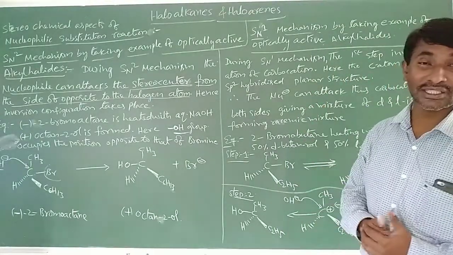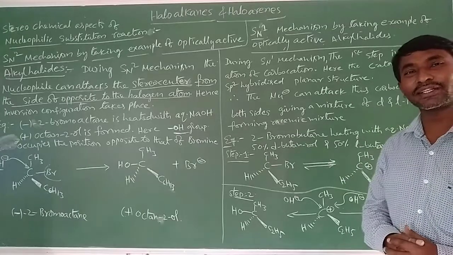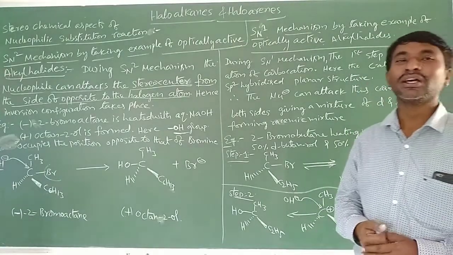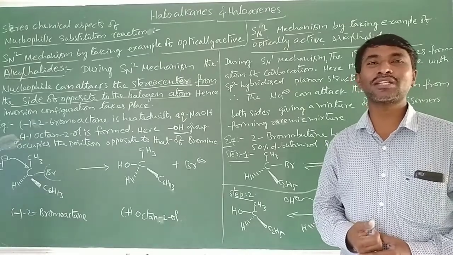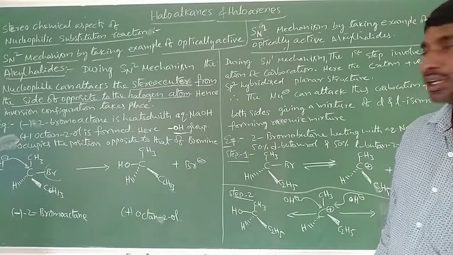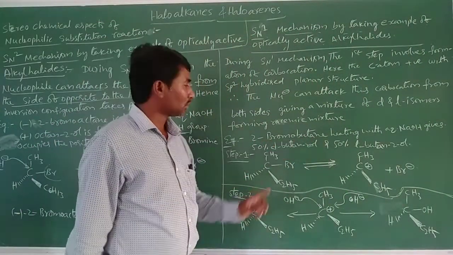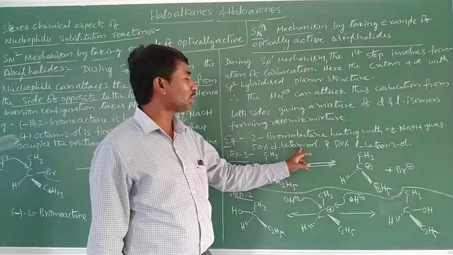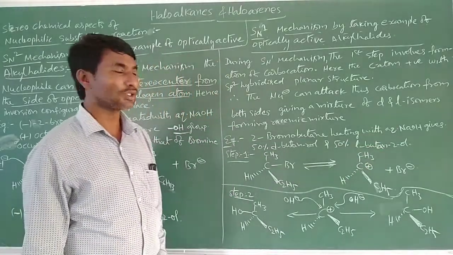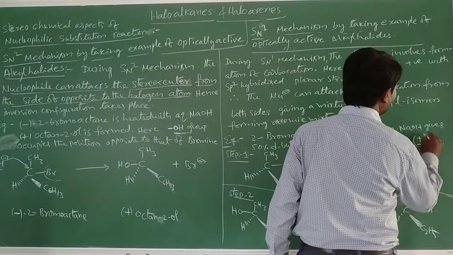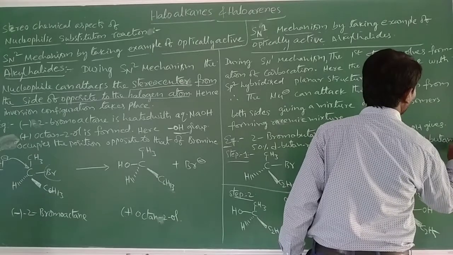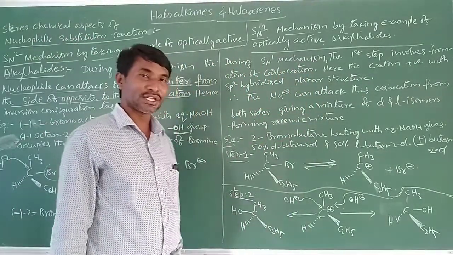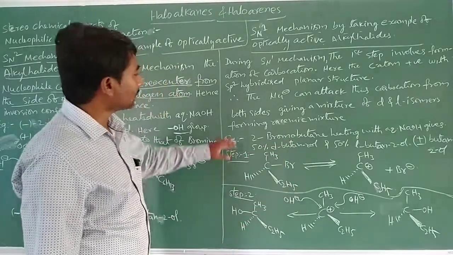So racemization takes place, which means 50% D product and 50% L product, so a racemic mixture is formed: plus or minus, the D and L isomers. For example, 2-bromobutane heated with aqueous NaOH gives 50% D butan-2-ol and 50% L butan-2-ol, that is, plus or minus butan-2-ol. That product is called the racemic mixture.